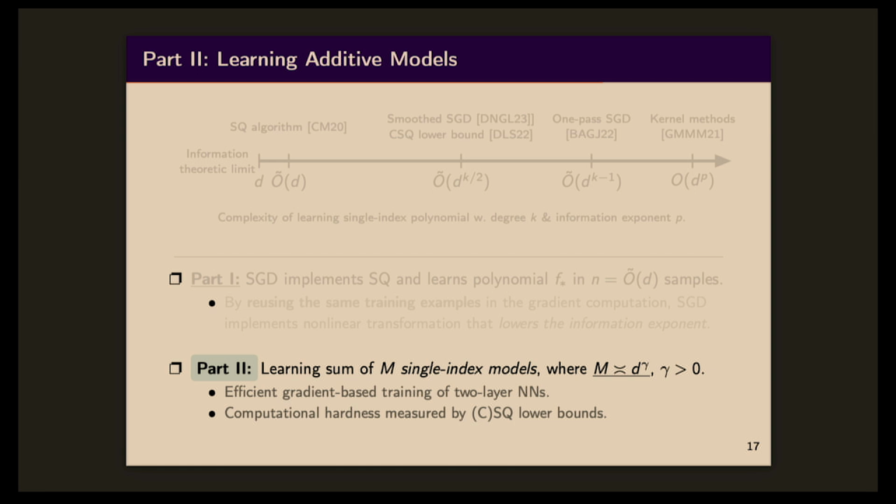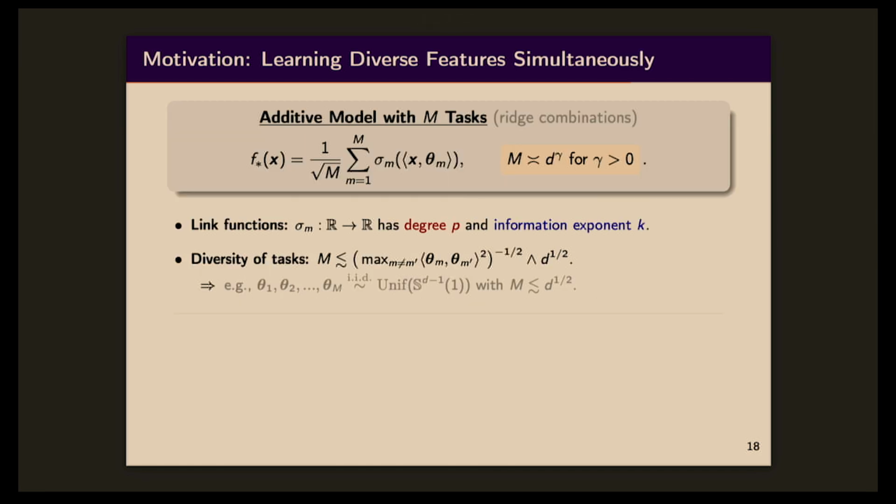So for the second half, we'll be looking at a slightly different model. It's still based on the single index model, but now we have a lot of single index models. We're going to look at a sum of m of them. In statistics, this is sometimes called a ridge combination, because each of the single index models is a ridge function. So the target function is defined as the average over m ridge functions.